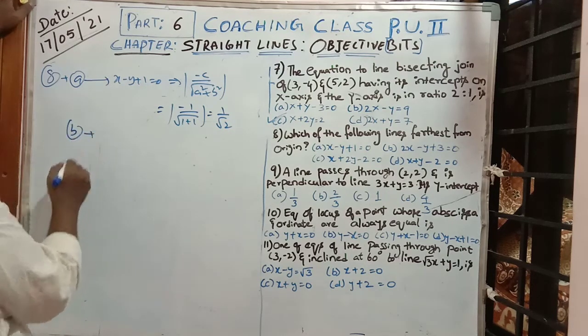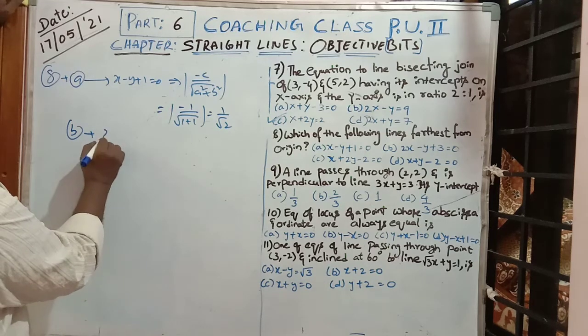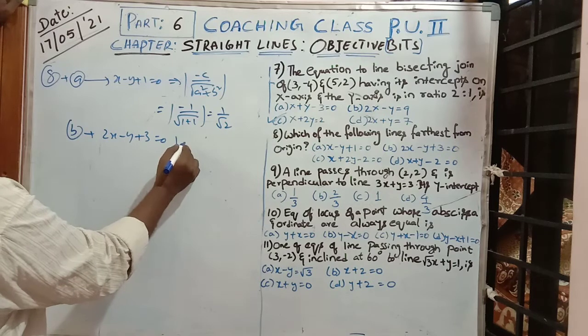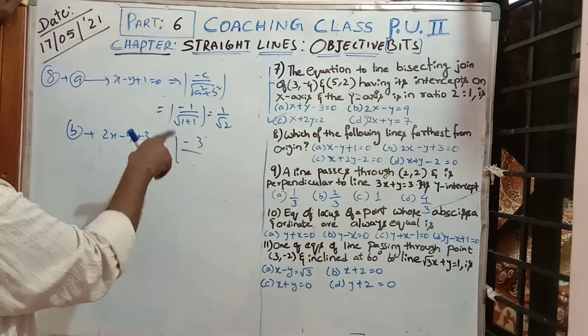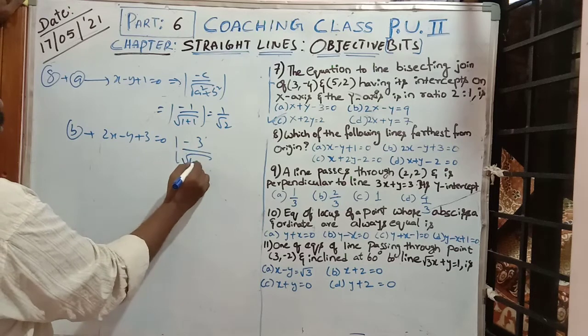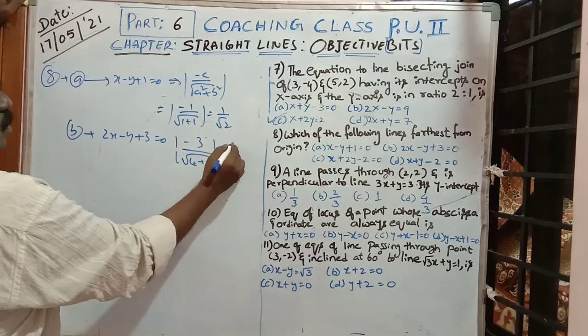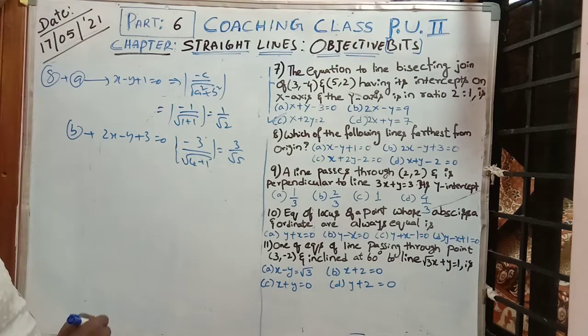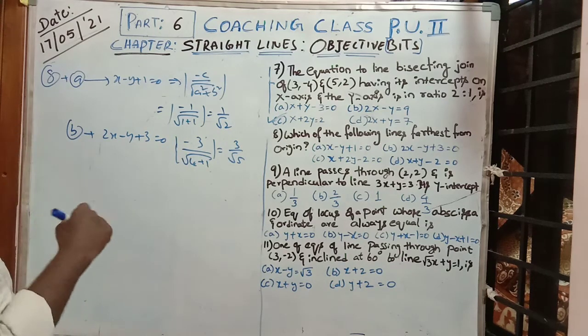Similarly, B is 2x minus y plus 3 equal to 0. Here also we use the same formula, c by root of 2 square plus 1, that is 4 plus 1. So it is 3 by root 5. Length is always modulus, so it is 3 by root 5.